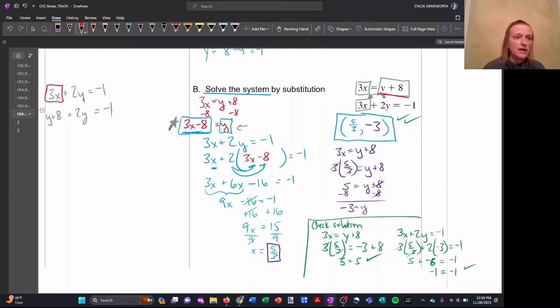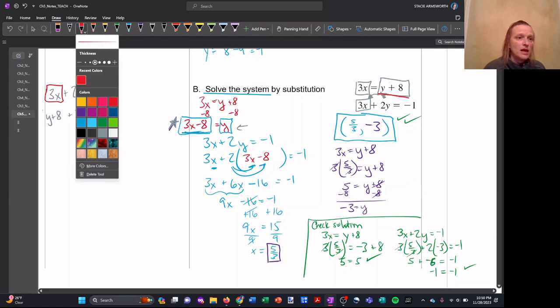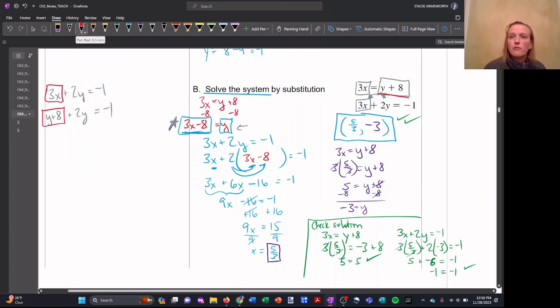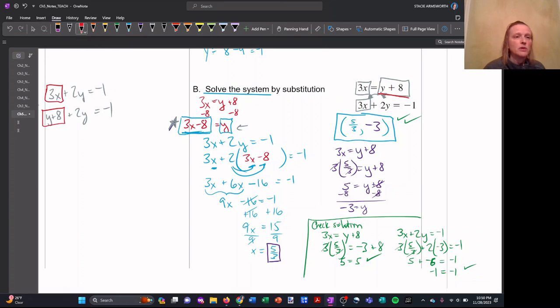Again, where did that y plus 8 come from? 3x is the same as y plus 8, so I just replaced that 3x with the y plus 8. What do I have on the left side of the equation? I've got a couple of like terms here that can be combined. y plus 2y is 3y. And then still add the 8, don't lose that 8, equals -1.